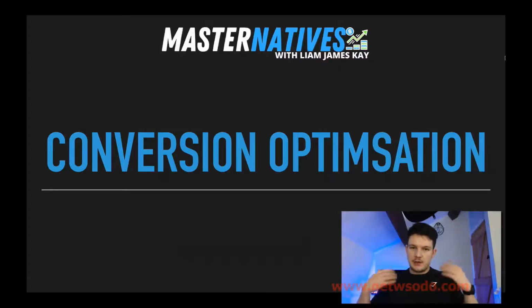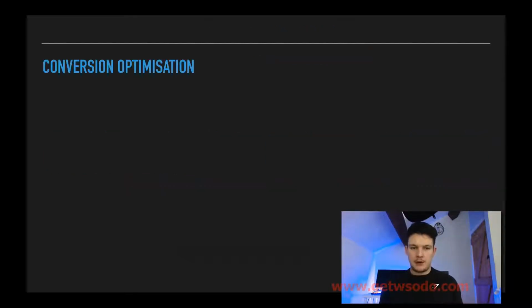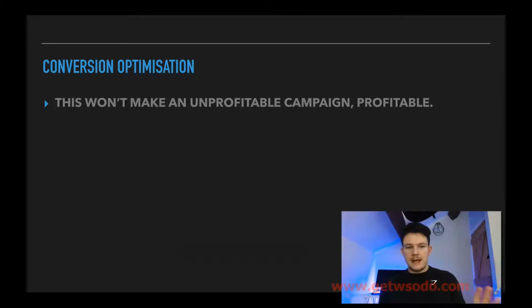This is just something for once you've got most of the elements locked in, you're probably starting to run a whitelist campaign, it's making profit, and you want to try and squeeze out even more profit. Then this is when you want to delve in a bit deeper. Just to make a note, this is not going to make an unprofitable campaign profitable, so you don't want to start with this in mind because it's quite time consuming.